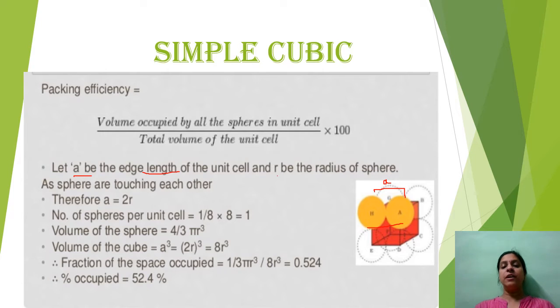If we consider r as the radius of a sphere and both spheres touch each other, this is the condition. Here both spheres touch each other. So we can say that the value of a is equal to 2r. If r is the radius of a sphere, then the edge length will be equal to 2r. The number of spheres per unit cell, which we have already calculated for simple cubic, is equal to 1, and the volume of a sphere, we know, is 4/3 pi r cube. The volume of the cube is side multiplied by side multiplied by side, which is a cube, and the value of a is 2r.